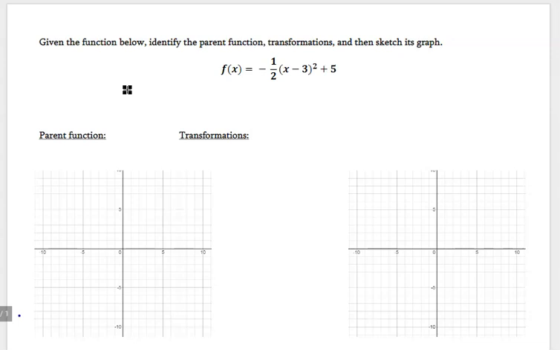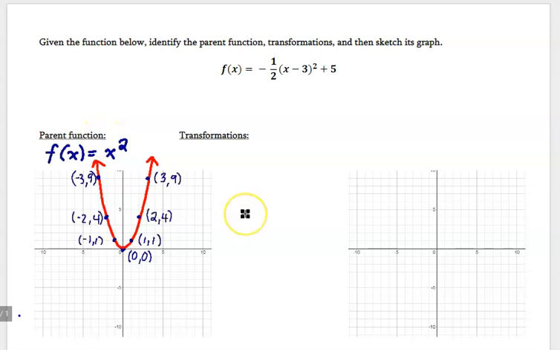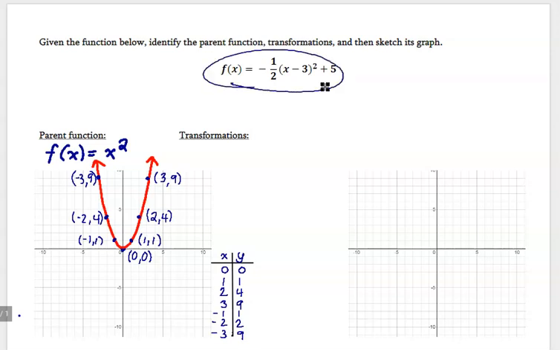Before we identify the transformations, let's be reminded that the parent function of this vertex form is f of x equals x squared. And the graph is opening upwards. Notice that I labeled the distinct points of our parent function. Now let's list down the transformations of the given quadratic function, which is written in vertex form.